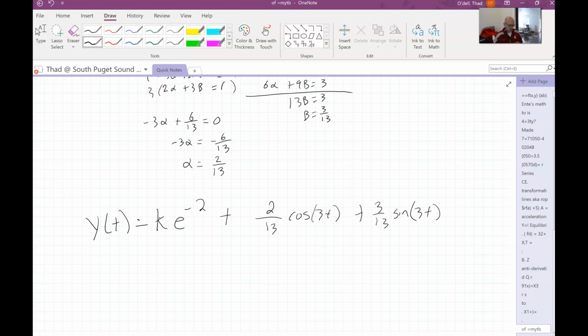Got a couple examples to go on, and there is a worksheet to practice this a little bit.